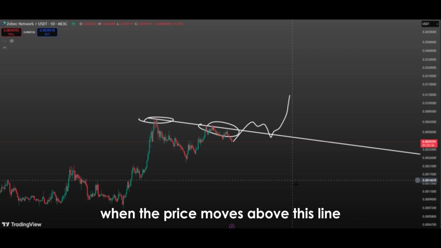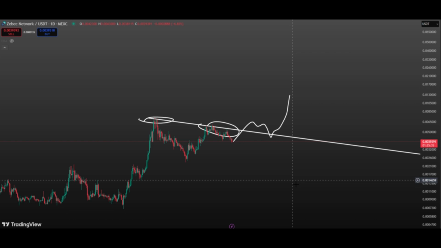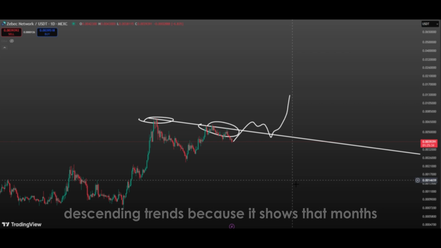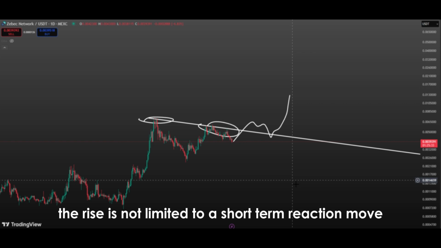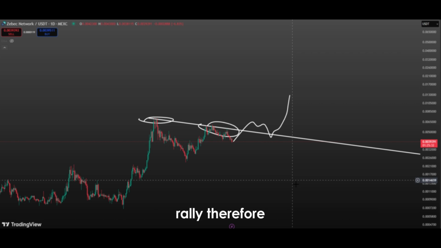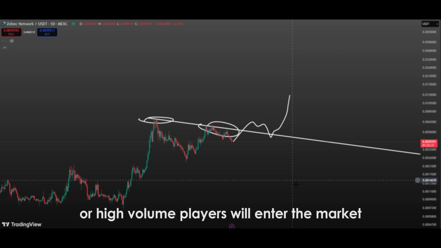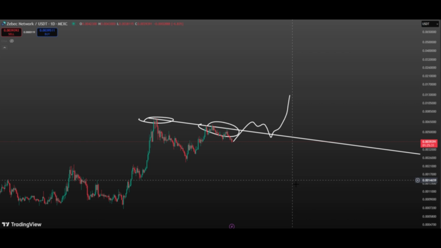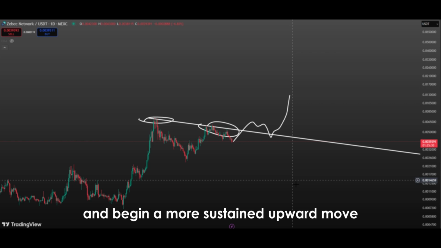When the price moves above this line, it is often interpreted as a signal of a trend reversal. This is especially significant in long-term descending trends because it shows that months or even years of pressure have ended. In such cases, the rise is not limited to a short-term reaction move, but carries the potential to turn into a longer-term rally. Therefore, once the trend line is crossed, it is generally expected that large funds, institutional investors, or high-volume players will enter the market. These inflows accelerate the price momentum and begin a more sustained upward move.